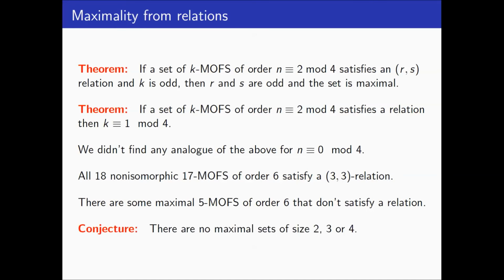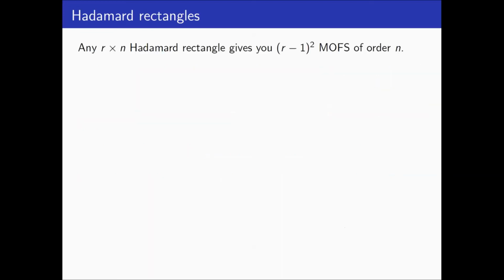Okay, and we conjecture that there are no maximal sets of any size of order 2, 3, or 4. So this gap that we saw for order 6 will persist. And we did prove this for 0 mod 4, and if it hadn't been so brutal, we would have proved it for 2 mod 4 as well, but that was going to be a really long paper, which we couldn't stomach. But we think this is true.